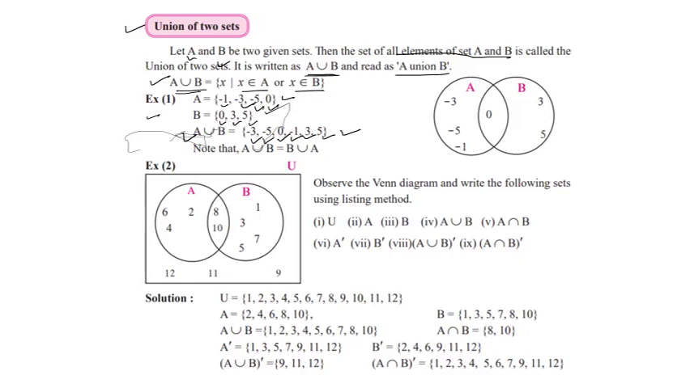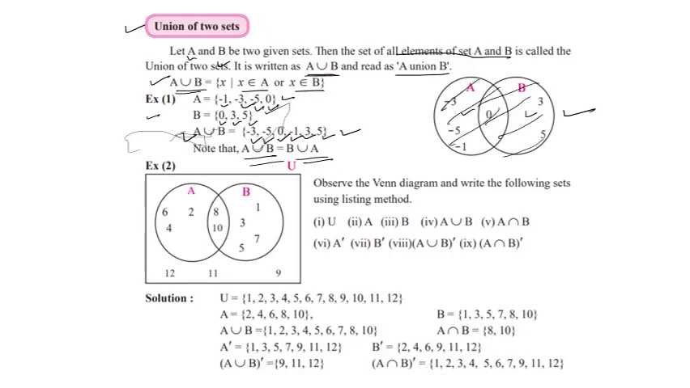Now note that A union B is equal to B union A because all elements of both sets are equal, and this concept is shown by the Venn diagram. This is the Venn diagram. This is set A, set B, and the union of two sets means this full figure.